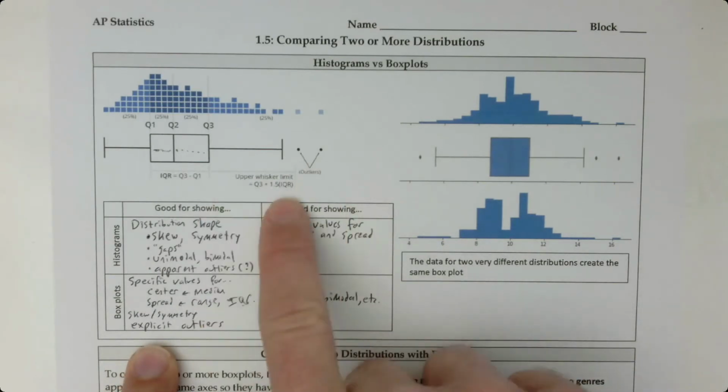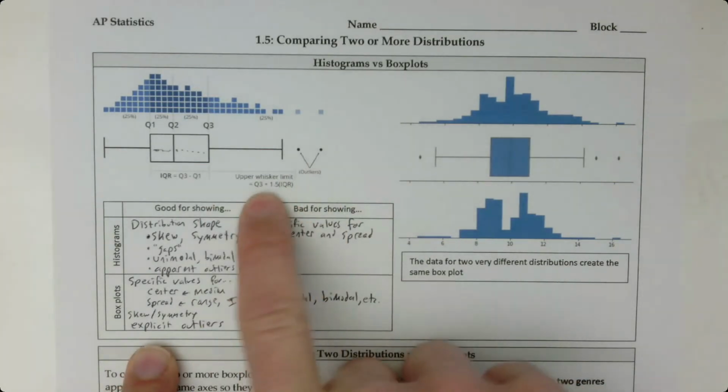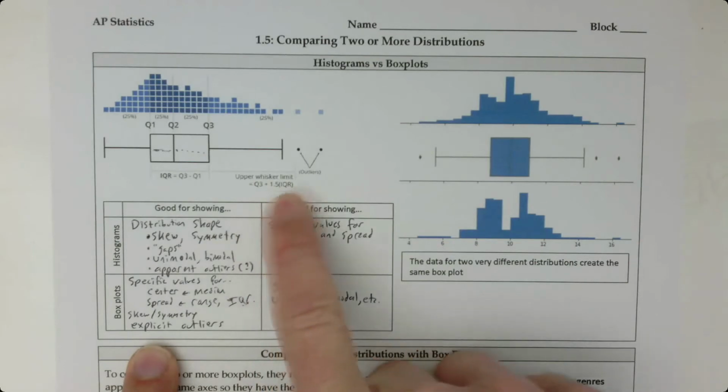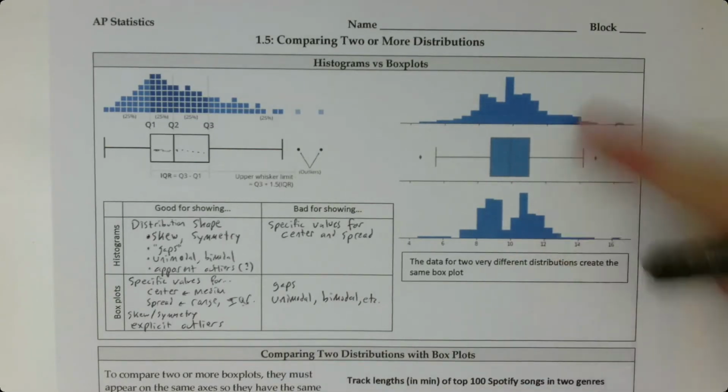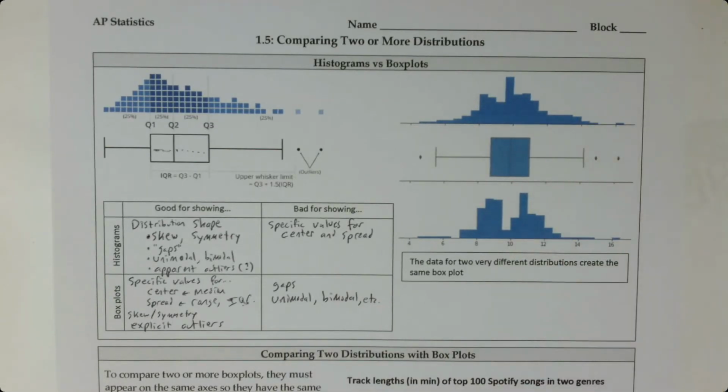And then another nice thing about box plots is they explicitly mark the outliers. You calculate where the fence is as Q3 plus 1.5 times the interquartile range, and then any data outside that is an outlier. And then as I said over here, the box plot totally hides the overall shape of the distribution, doesn't show that.